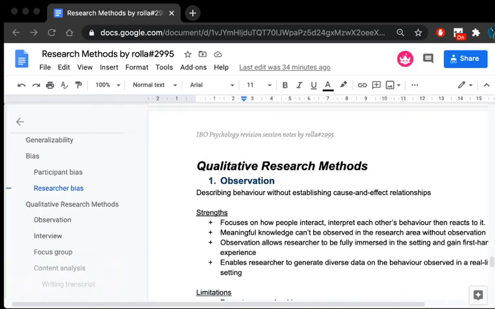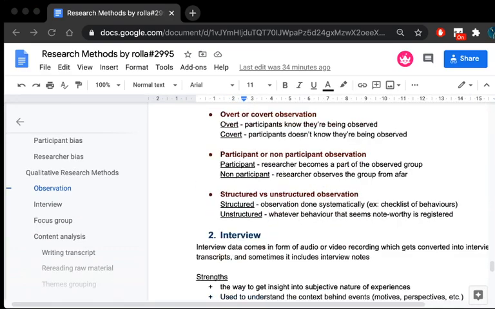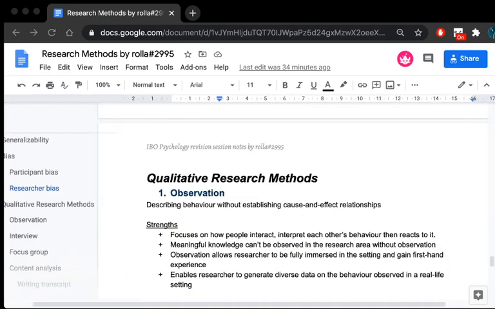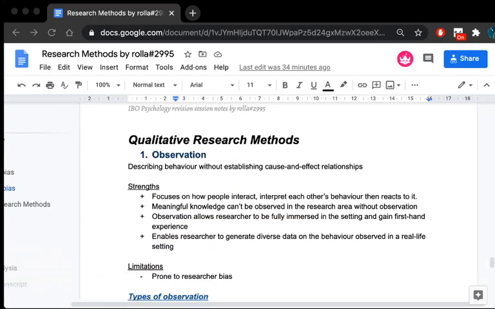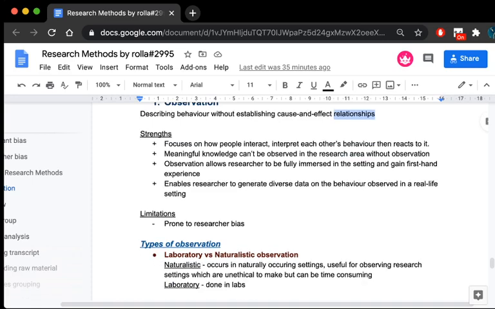Okay. I think now we're going to the last part of the qualitative research subtopic, which is the qualitative research methods. First, we have observation. Observation is basically when you look at behavior and describe it, if possible very richly and in depth, without establishing a cause and effect relationship. This usually focuses on how people interact, interpret each other's behavior, and how people react to it.